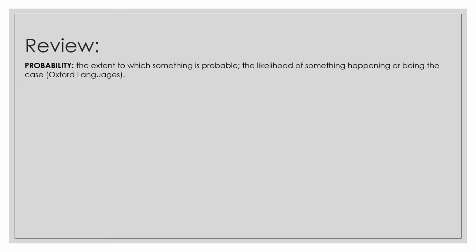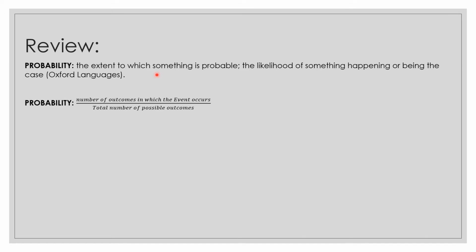Okay, let us start by doing a review of the basic concepts under probability. First, we have our definition of probability from Oxford Languages. It says here that probability is the extent to which something is probable. It is the likelihood of something happening or being the case. In other books, you can find that probability is about chances. So what is the chance that this thing is going to happen? Or what is the probability that it is going to rain this afternoon or tomorrow? Those are examples of probabilities.